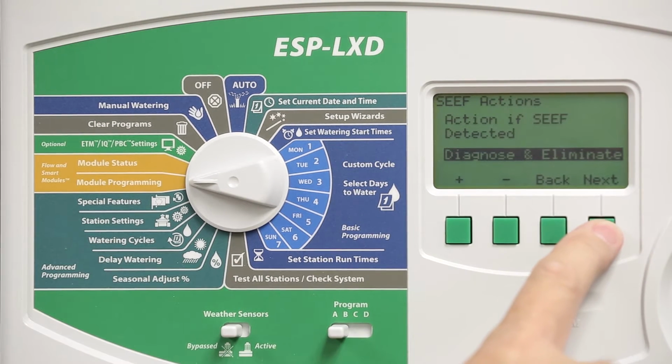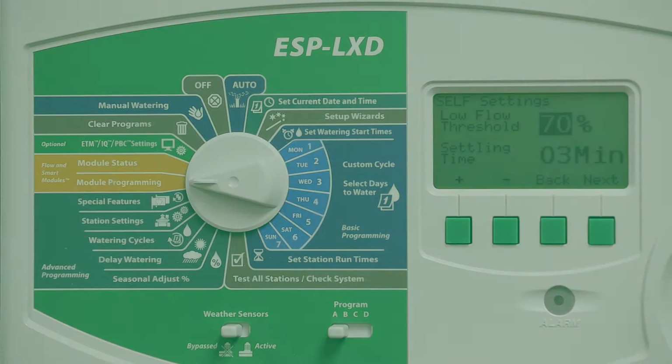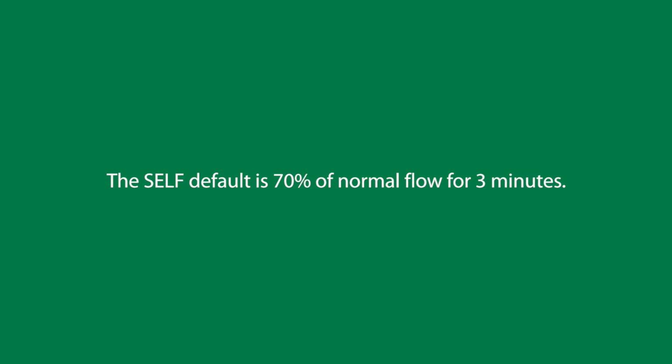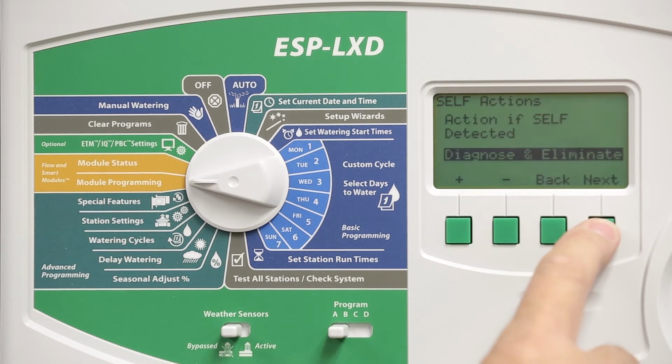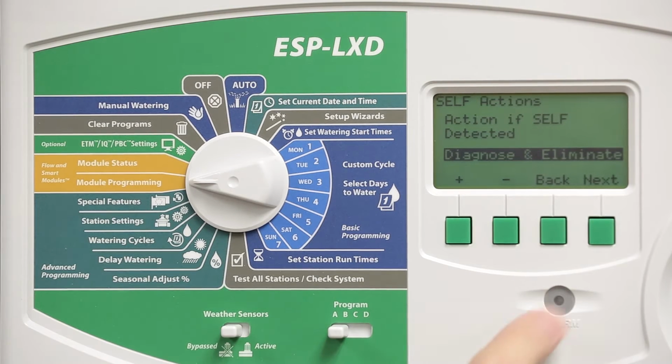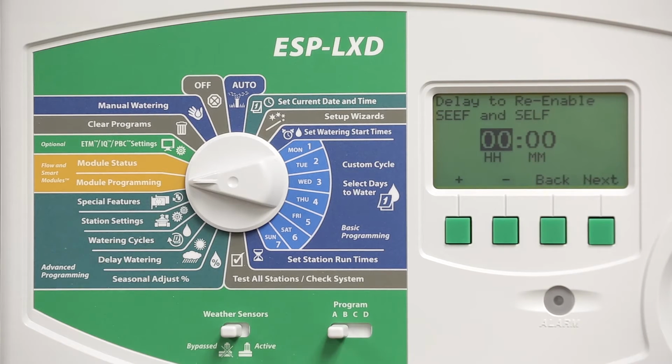Press Next and enter into the Self or Seek and Eliminate low flow reaction points. The default is 70% of normal flow for 3 minutes. Let's leave these settings as is. Press Next. Once again, you can choose a reaction for the system to take. Select Diagnose and Eliminate.